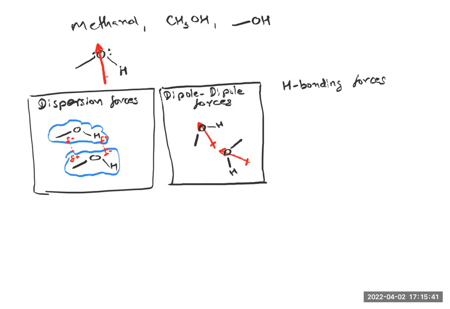When it comes to hydrogen bonding forces, a hydrogen atom is sandwiched between two highly electronegative elements such as nitrogen, oxygen, or fluorine. In this case, let's take a look at this. We have oxygen, here's this hydrogen. If two of these molecules interact with each other, and this hydrogen is sandwiched between two oxygen atoms, we're going to have a hydrogen bonding interaction.